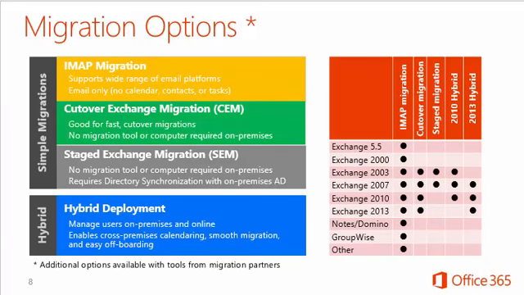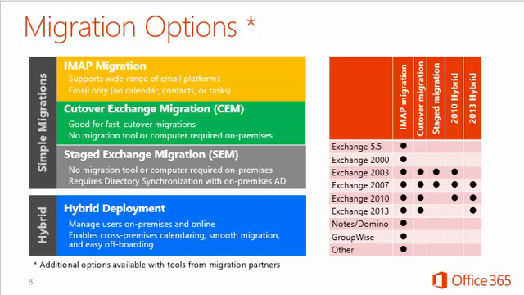Now we'll talk about the migration options. Okay, so there are some of the migration options we can have with Office 365. You again have two types of migration scenarios here. One is the simple migration and the other is the hybrid migration.